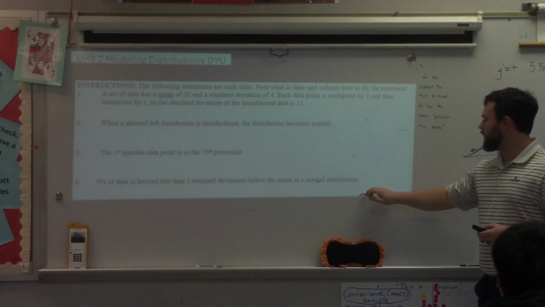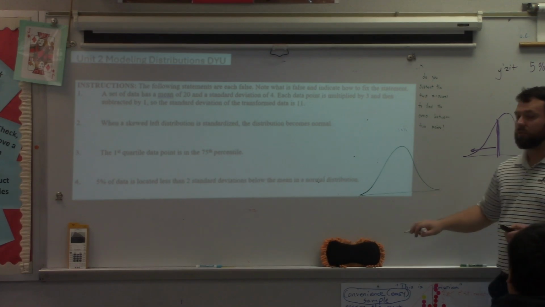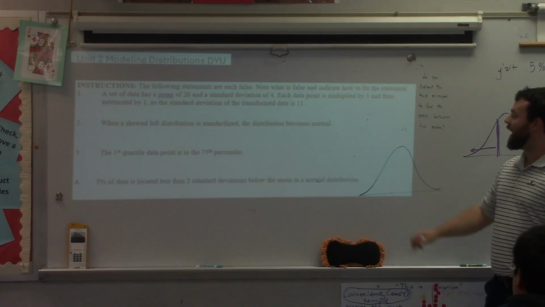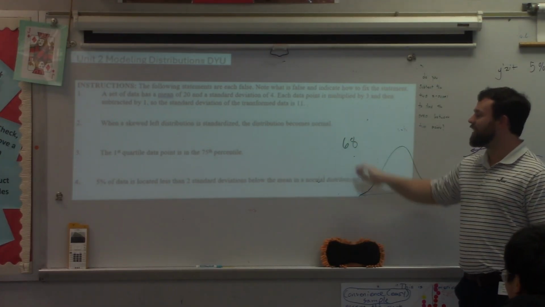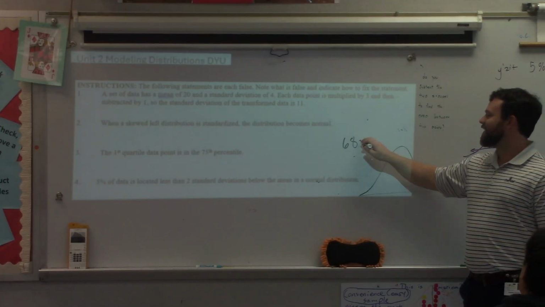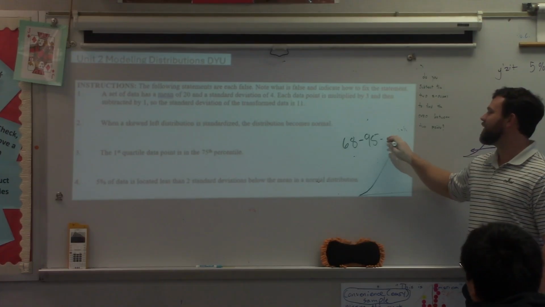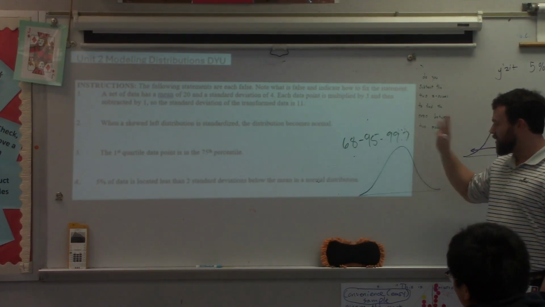Okay, really quickly, Michael, what's the empirical rule? 67. No! 68. 68, yeah, I got that. 95. 99.7. Those are three you have to know.